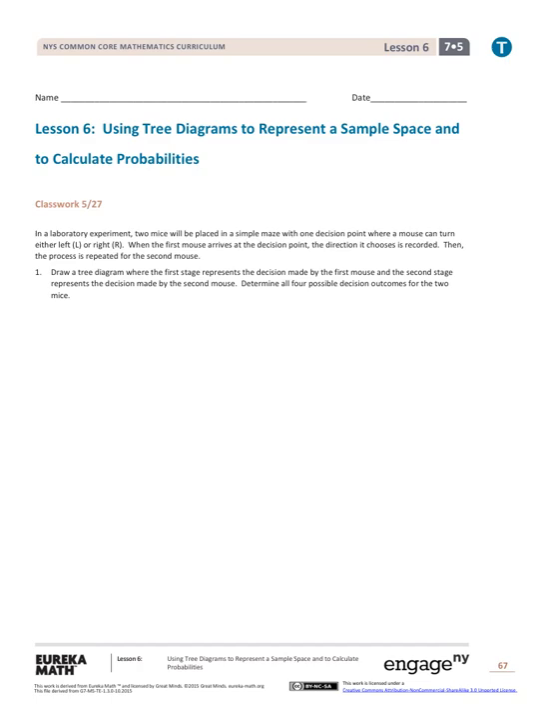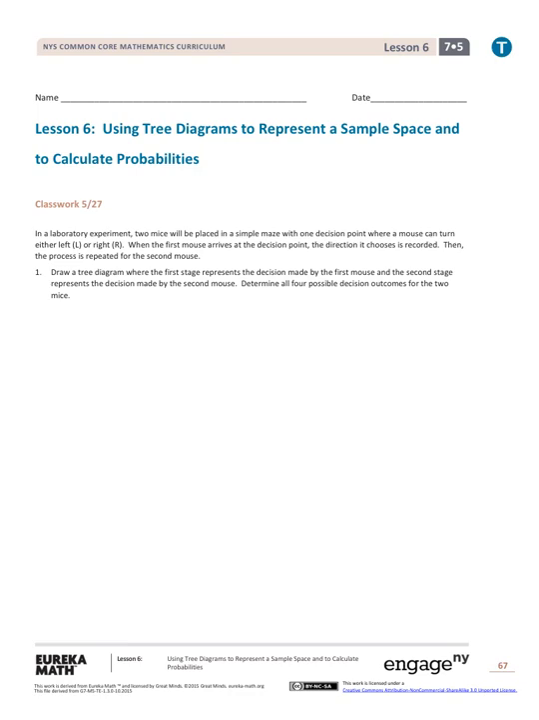So in today's lesson, we're going to be using tree diagrams to help us find the probability of compound events. And the question is going to read, in a laboratory experiment, two mice will be placed in a simple maze with one decision point, where a mouse can turn either left or right. When the first mouse arrives at the decision point, the direction it chooses is recorded. Then the process is repeated for the second mouse.